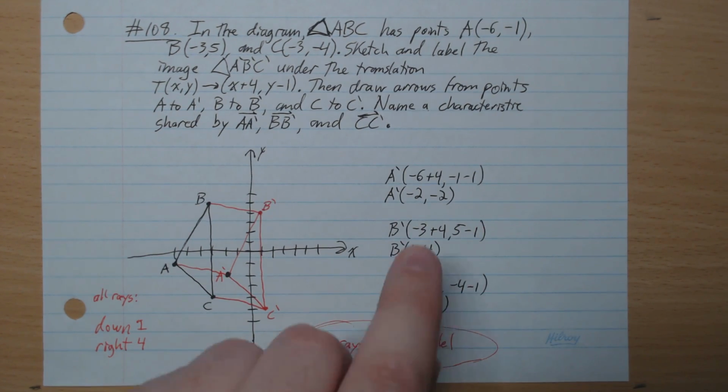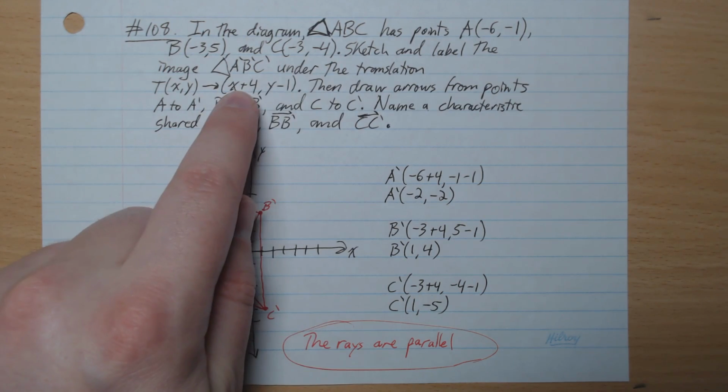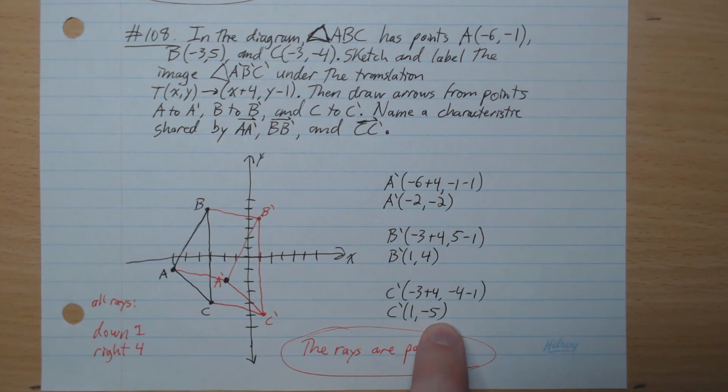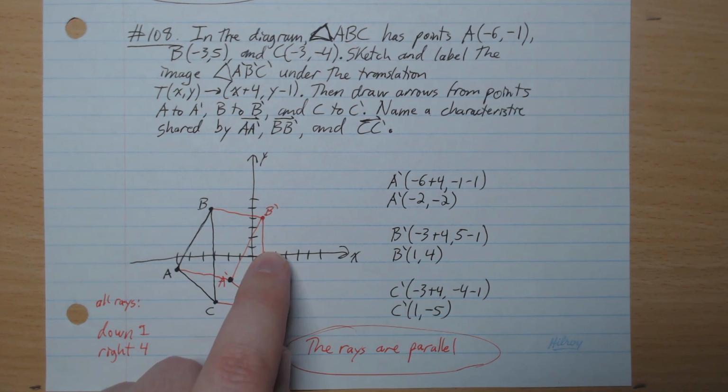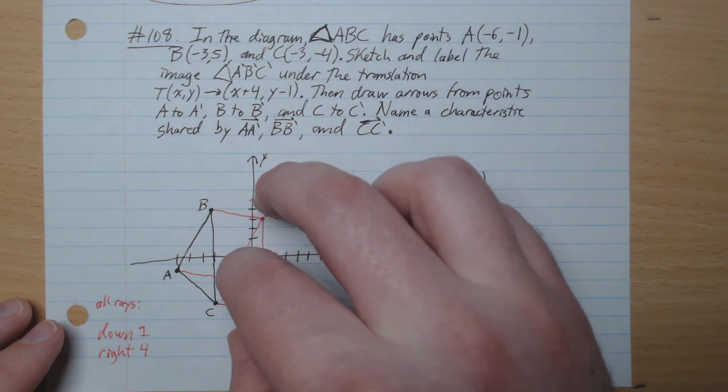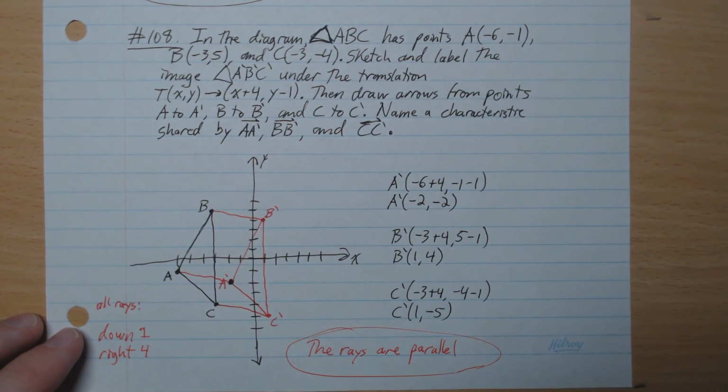Same thing for C. -3 plus 4 is 1. -4 minus 1 is -5. So we go 1, 1, 2, 3, 4, 5. There's our C prime as such. So that's our new triangle. And you can see it's a translation. It's the same triangle shifted this way as such.